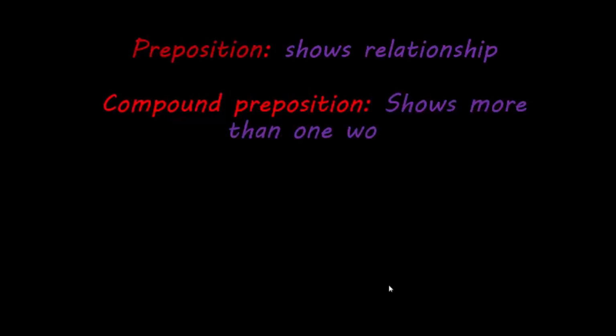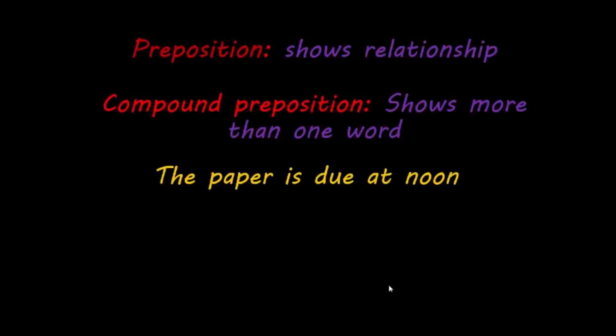Next, we're going to discuss the preposition. A preposition shows the relationship of a noun or pronoun to some other word in the sentence. A type of preposition would be a compound preposition. A compound preposition uses more than one word. Some examples of prepositions that we can go over are the following. The paper is due at noon. When is the paper due? At. At would be your preposition, is due at noon.